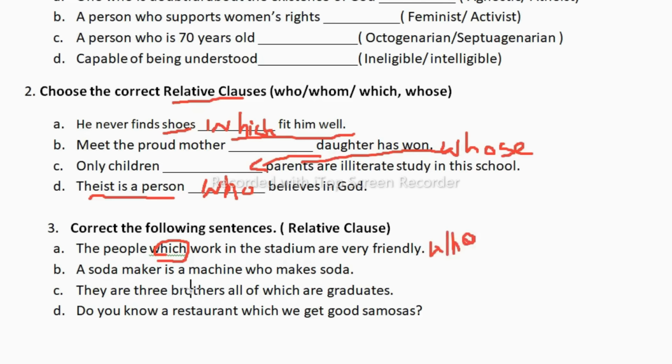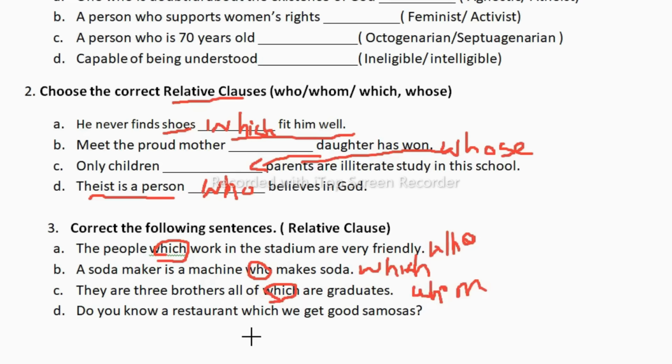"A soda maker is a machine who makes soda." We use who with a person, but a machine is a thing. So what should we use with a machine? We use which. Next: "They are three brothers, all of which are graduates." We use all of them, so them is nothing but an object pronoun. But here we are using a relative pronoun, so instead of which we should write whom: all of whom are graduates.